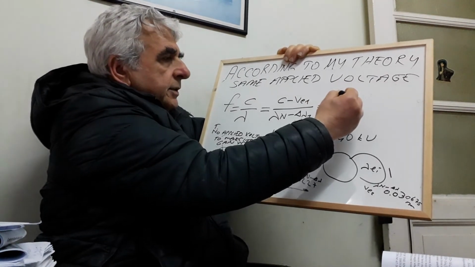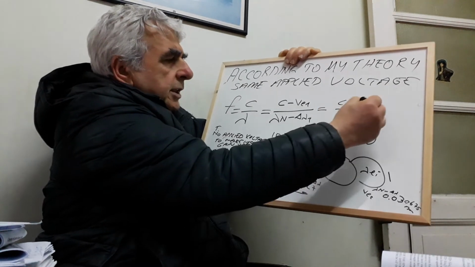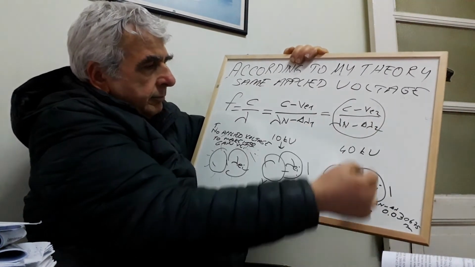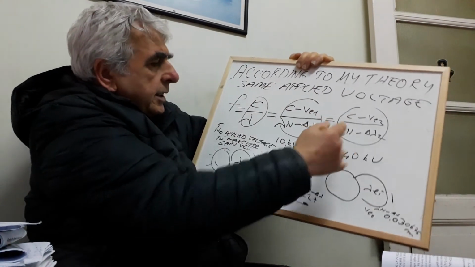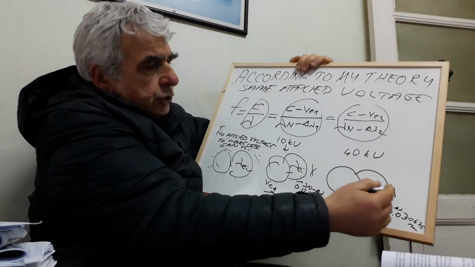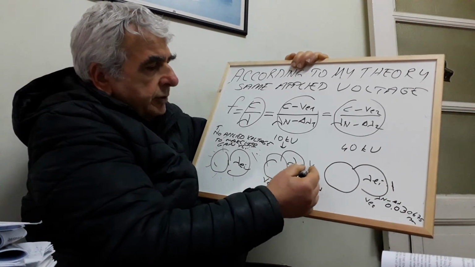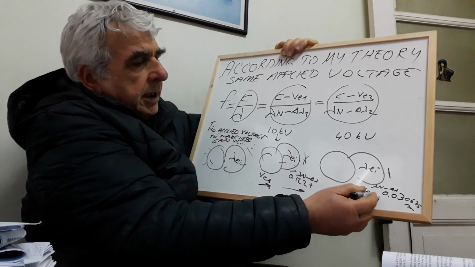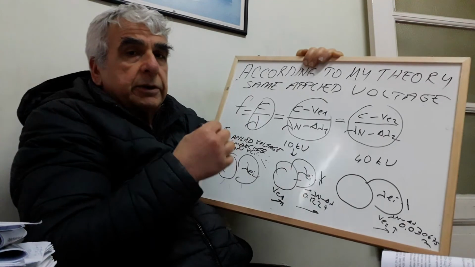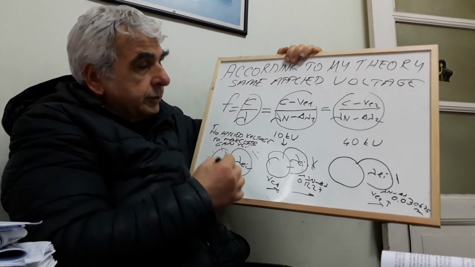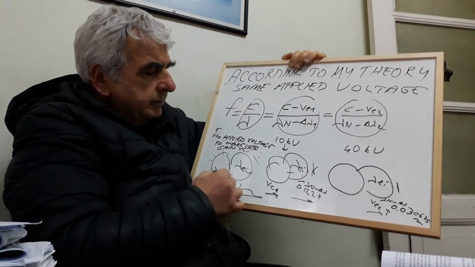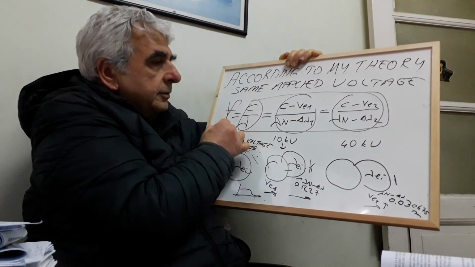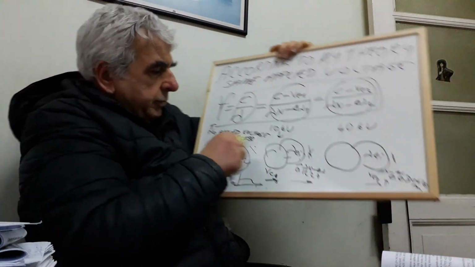Now, C minus VE2 divided by lambda n minus delta lambda 2 will be equal. Same frequency because of the shorter wavelength, shortened wavelength in this velocity. This velocity is higher than this. According to my theory, we can compute the velocities from X-ray graphs. This relationship is so important. Don't forget, please.